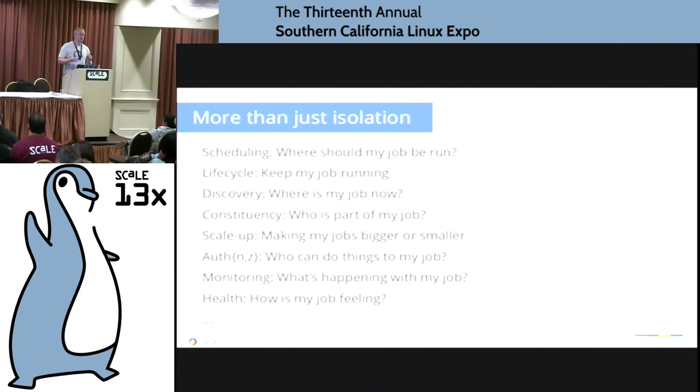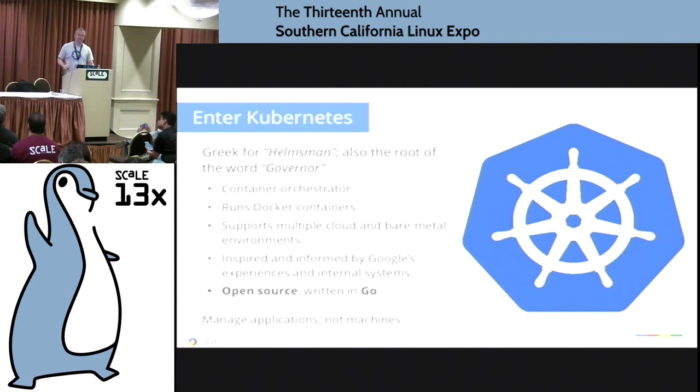To make a container ecosystem like Google's, you need scheduling, you need lifecycle management, you need discovery, you need a consistency protocol, you need scale up and scale out, you need authN and authZ, authentication and authorization. We need monitoring, we need health checking. Internally we have an enormous ecosystem of tools built up around these things.